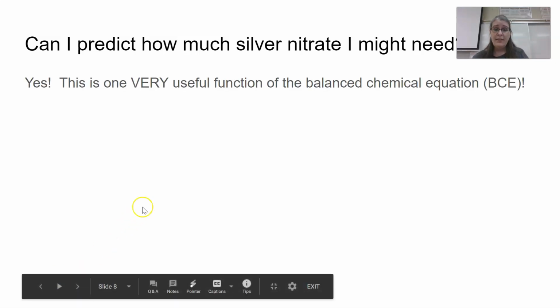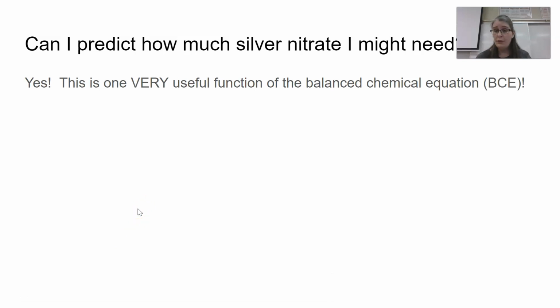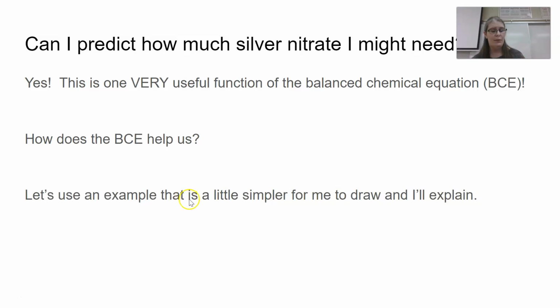And in fact, this is one very, very useful function of the balanced chemical equation, which is part of why we spend so much time learning about balancing equations and types of reactions. How does the BCE help me? Well, I'd like to use an example that's maybe a little simpler for me to draw, and I'll show you.